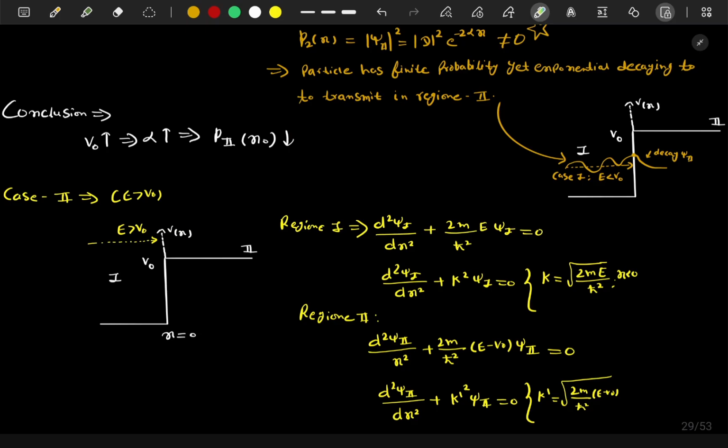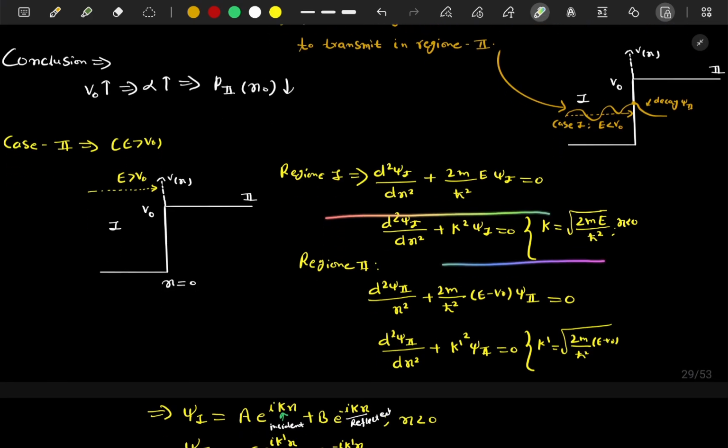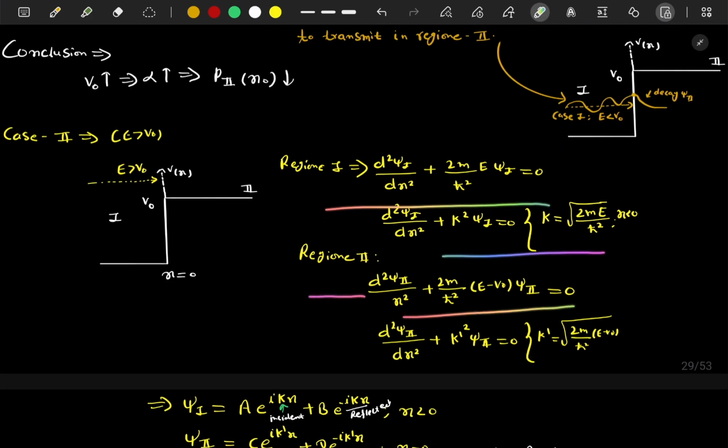Now pay attention to the second part. When E is greater than V0 — this was for E less than V0, and now E greater than V0. So what will happen? This is for region first. Now for region second, this will be the answer.